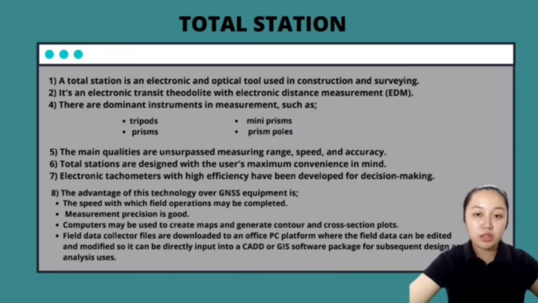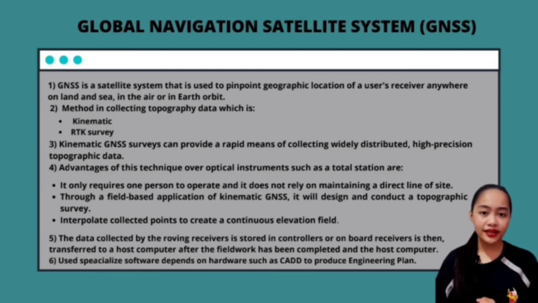Field data collector files are downloaded to an office PC platform where the file data can be edited and modified so it can be directly input into a CAD or GIS software package for subsequent design and analysis use. Next, GNSS is a satellite system that is used to pinpoint the geographic location of a user's receiver anywhere on land and sea or in the air or Earth orbit.